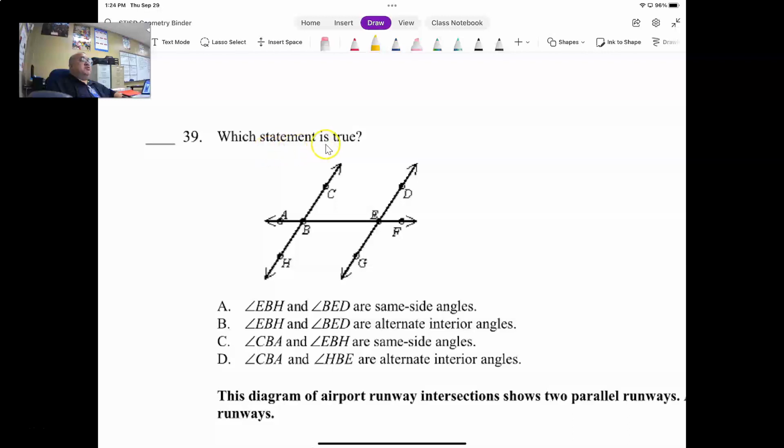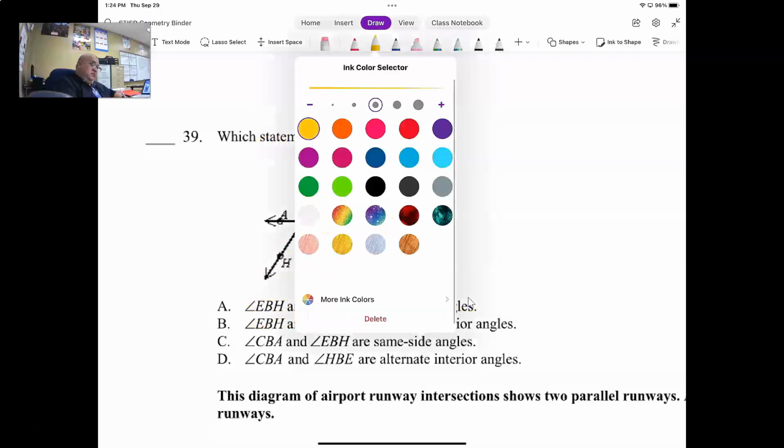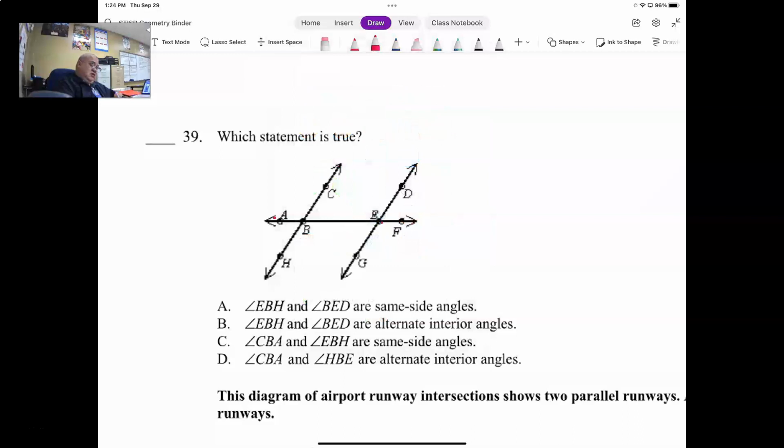Which statement is true? Angle EBH. Okay, so they're saying this angle, angle EBH, and angle BED, this angle and this angle, are same side interior. That's not true, that's false. They're actually alternate exterior. That's alternate exterior.